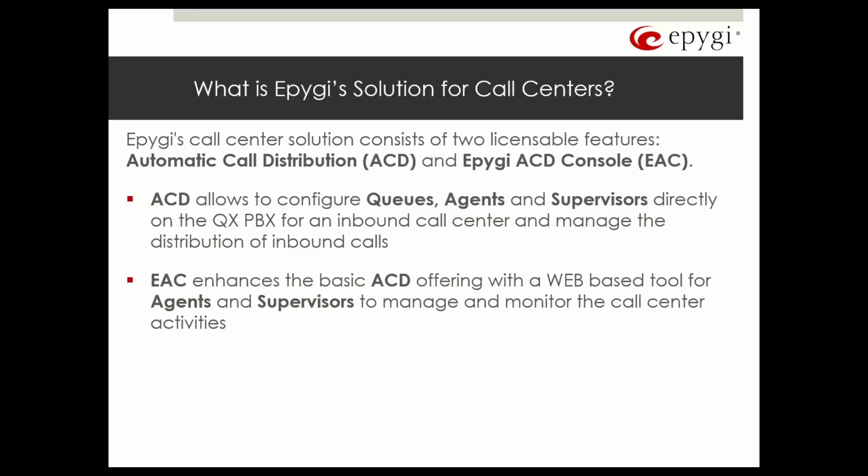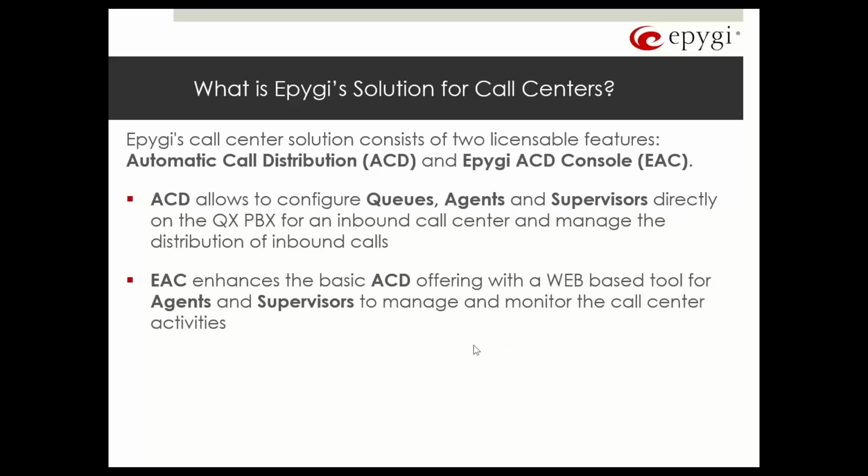All right, what is Epygi's ACD solution for call centers? The basic ACD function consists of two licensable features: the ACD, automatic call distribution, and the Epygi ACD console. ACD allows you to configure the queues, the agents, and the supervisors directly on the QX for any inbound call center and manage the distribution of those inbound calls. Whereas EAC is an enhancement to the basic ACD offering, with a basic tool for agents and supervisors to manage or monitor the call center activities.